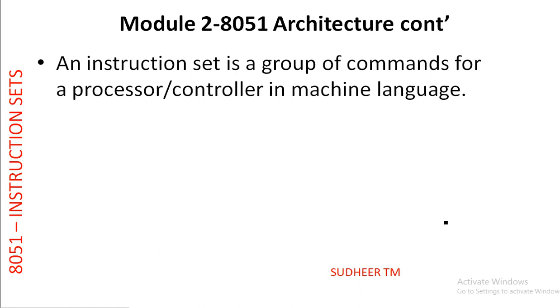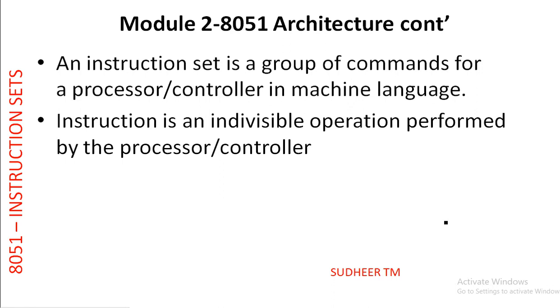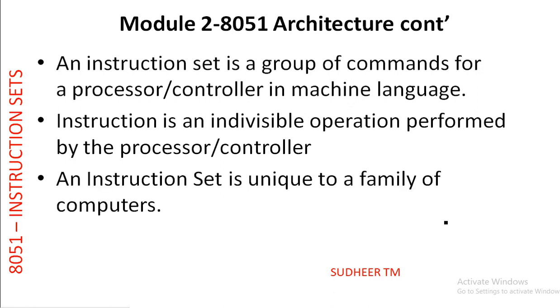Now the 8051 instruction set. What is an instruction? An instruction set is a group of commands for a processor or a controller in machine language. Already we said what is an instruction. It is a command to the microcontroller that performs a specific task. A group of commands performs a specific function. So assembly language consists of a number of instructions that jointly perform a predefined task. So an instruction is an indivisible operation performed by the processor. Same meaning, the instruction set is unique to a family of computers, so a family of controllers.